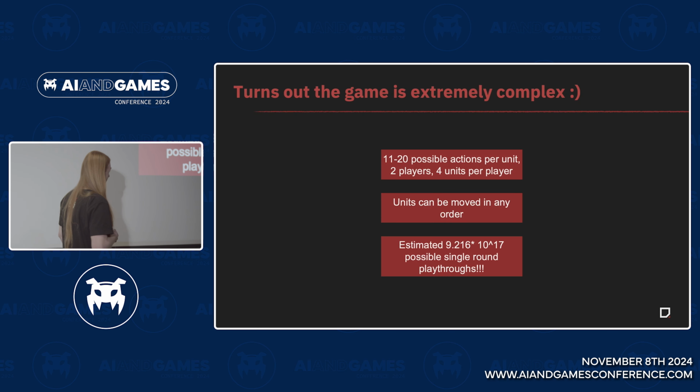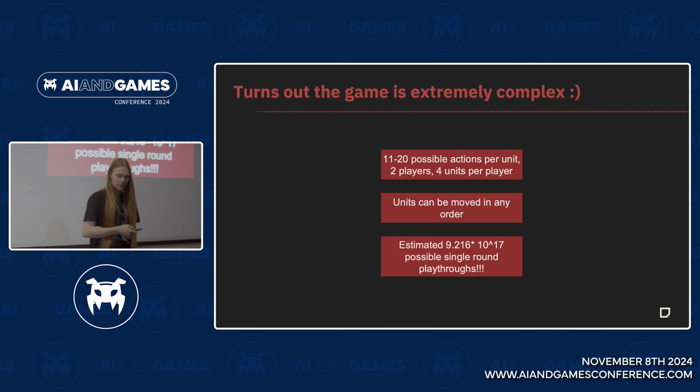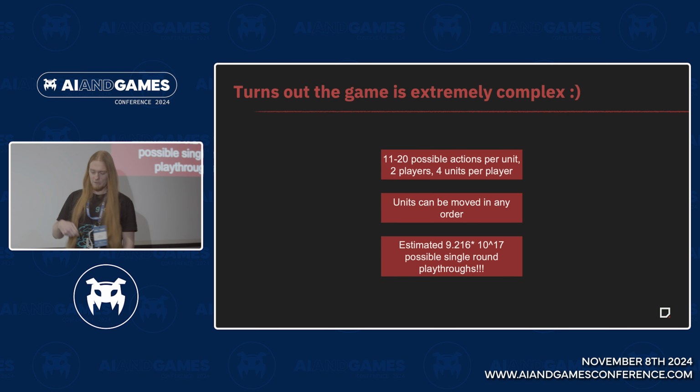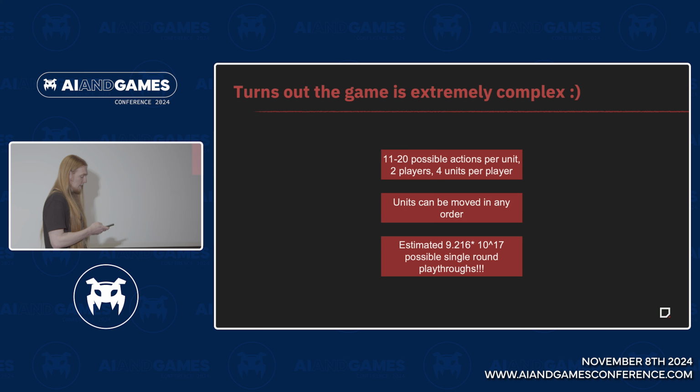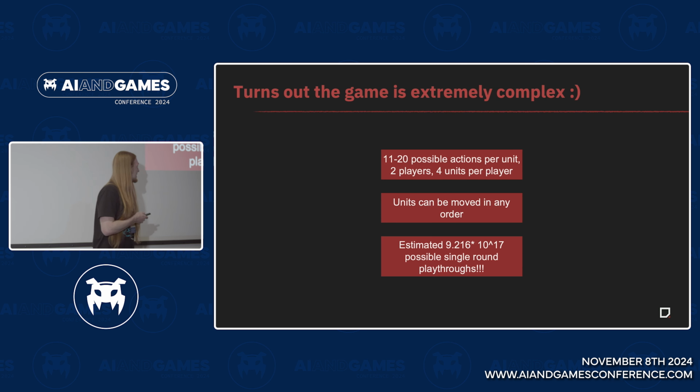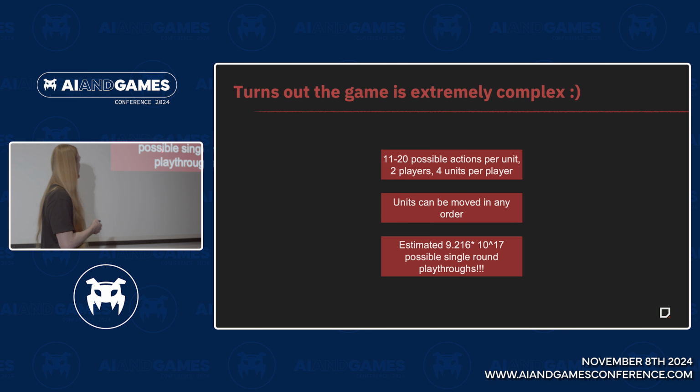Okay, but still, even though we tried to limit the search space as much as possible, and of course simplify the game model as much as possible, there were still 11 to 20 possible actions per unit per turn. There were 2 players, 4 units per player. The movement order could be arbitrary. By analyzing the game tree, we found that you have this level of complexity. Given that we could realistically perform maybe 20,000, maybe 30,000 MCTS iterations, it was simply not enough to explore this kind of huge space.